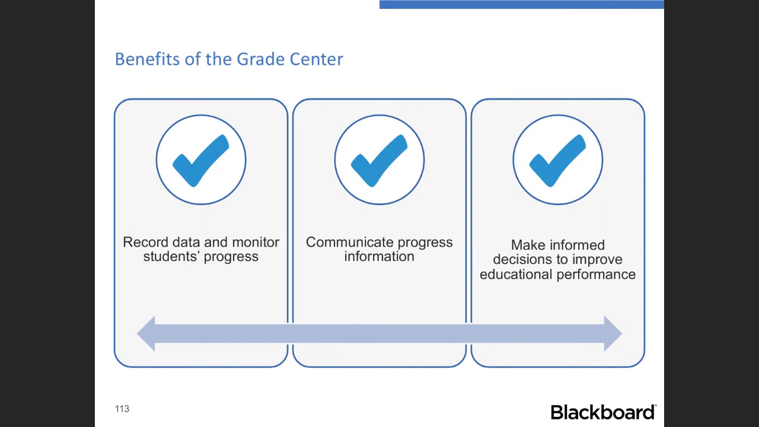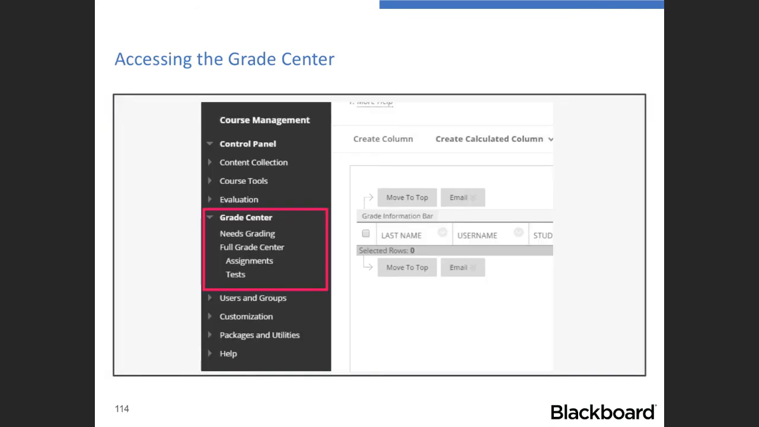How to access the Grade Center. We have accessed the Grade Center during our presentation today. So in the course control panel, you can see the Grade Center menu item, and first you are introduced to the Needs Grading. Needs Grading is a special area that provides quick access for you as an instructor to all the activities that have been completed by the students and need to be graded by you.